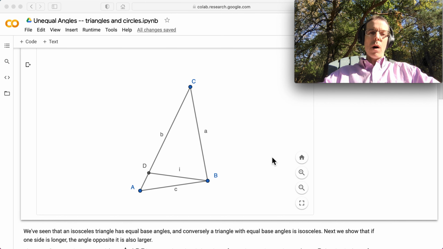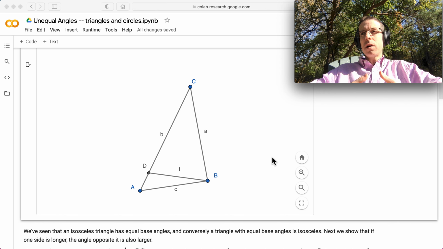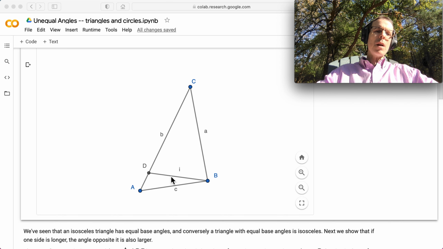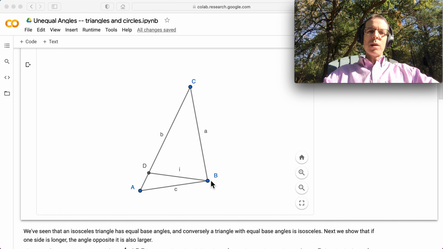What happens when inequality appears? What happens if we have a triangle ABC and the sides are not equal? Then we expect the angles are not equal, right? And of course, we can conclude that the angles are not equal because we know that the thing is not isosceles. But what is the relationship between the sides?